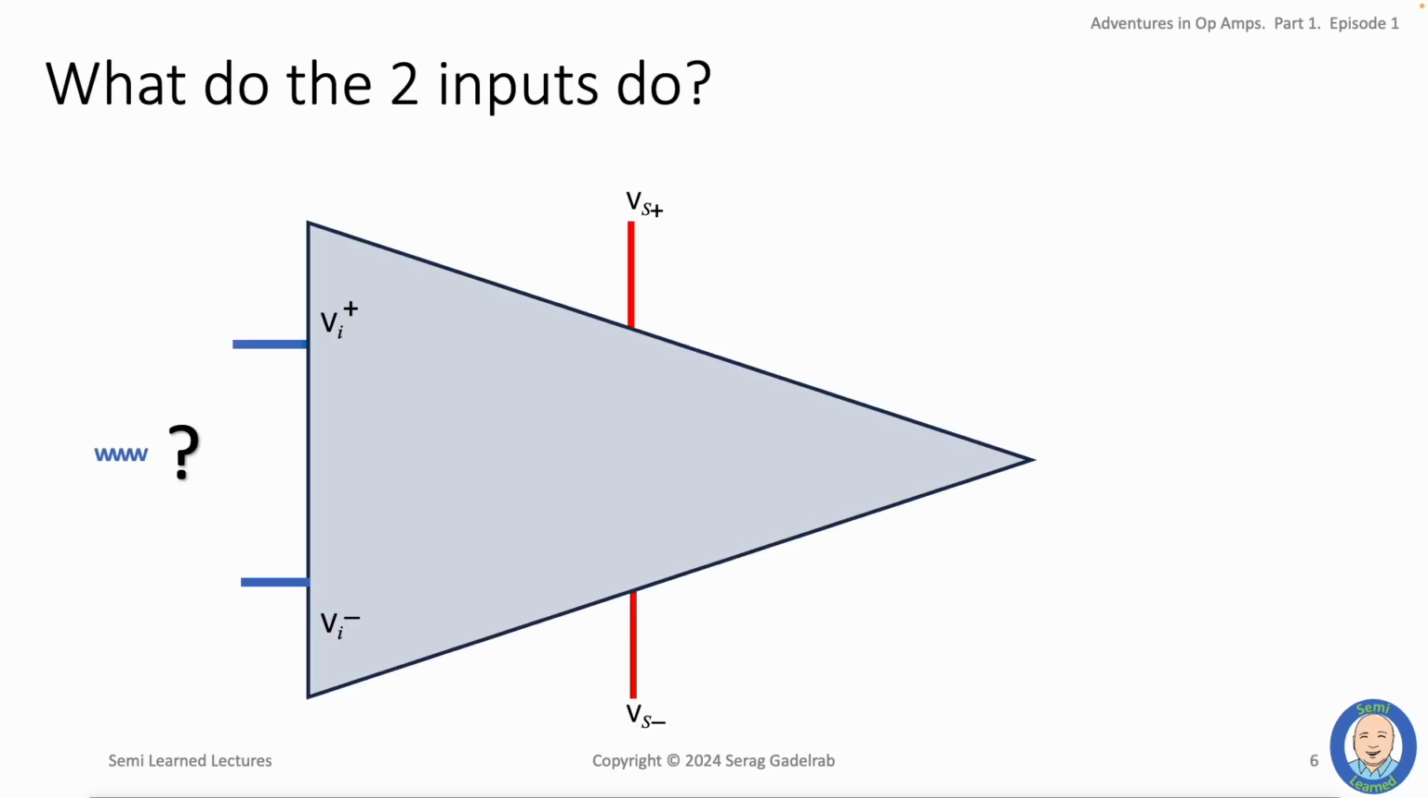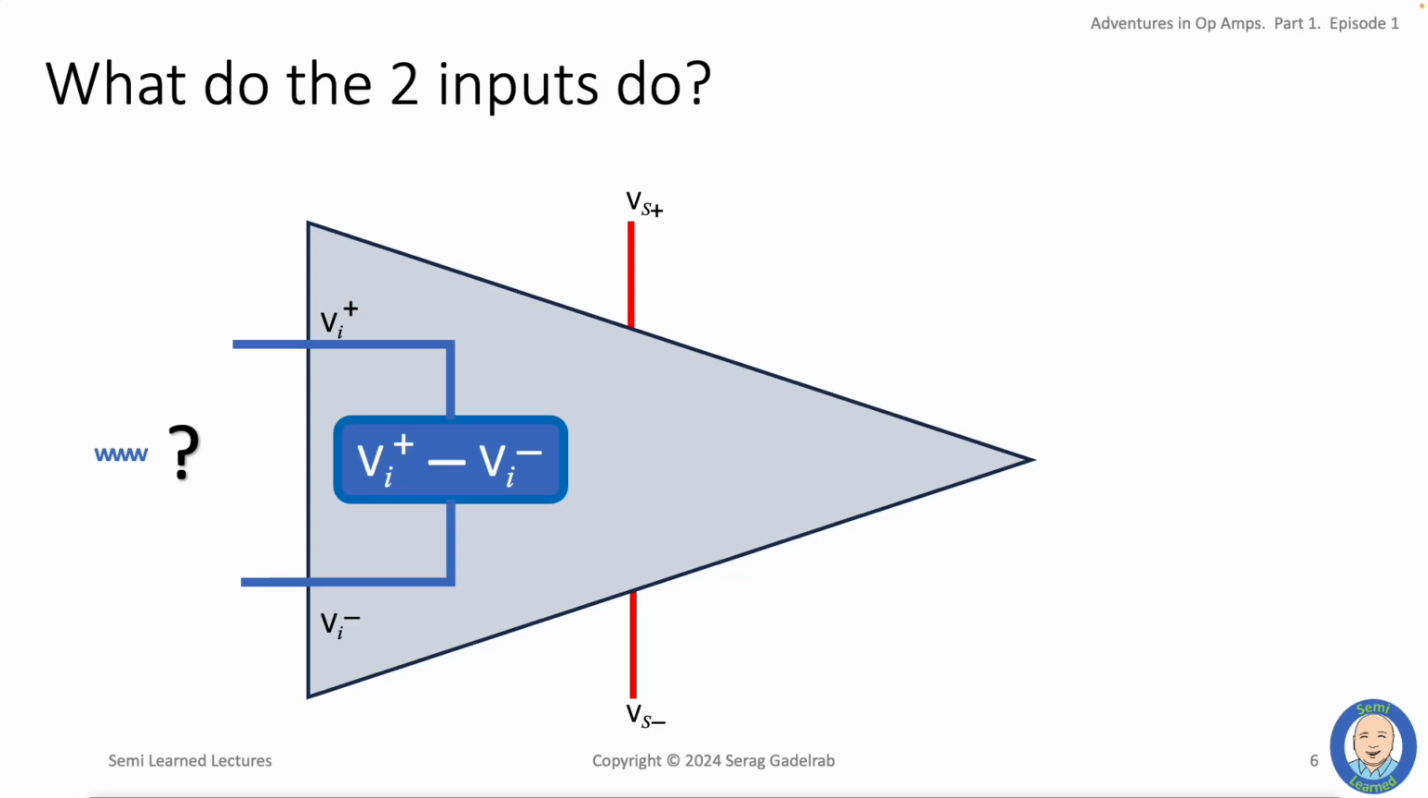Let's first address the input pins question. It turns out that while amplifiers indeed are designed to amplify a single input signal, the op-amps which are used to create these amplifiers are designed to amplify the difference between the 2 signals.